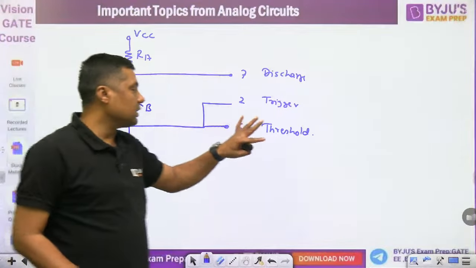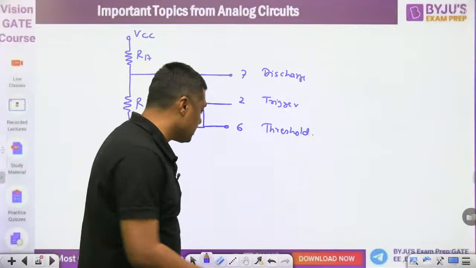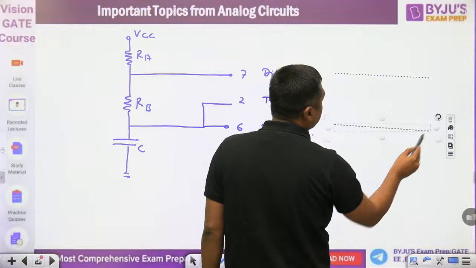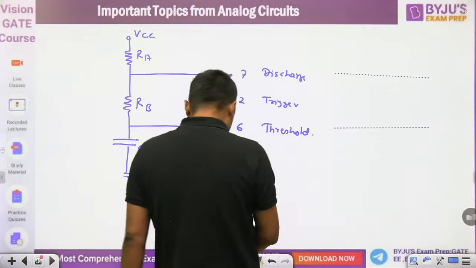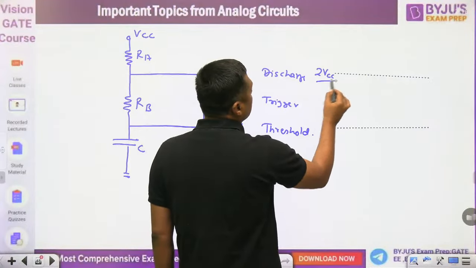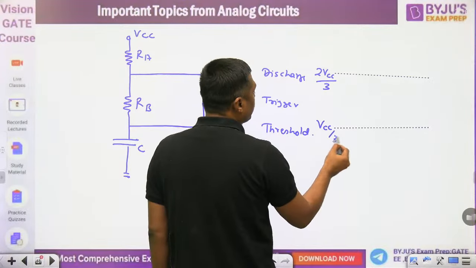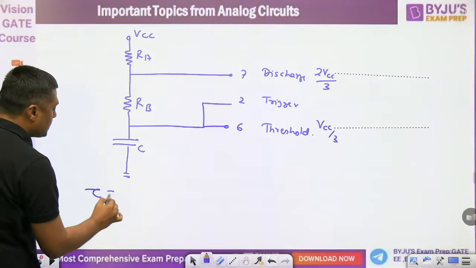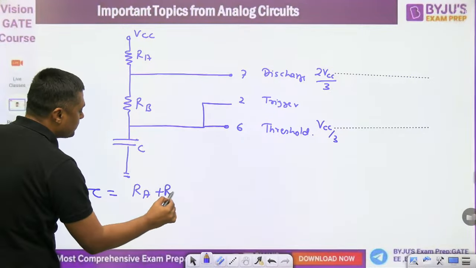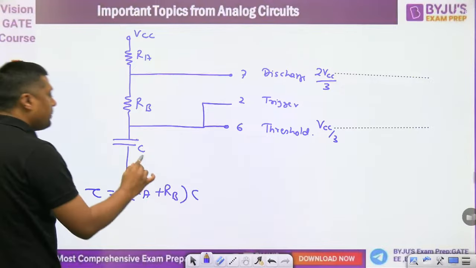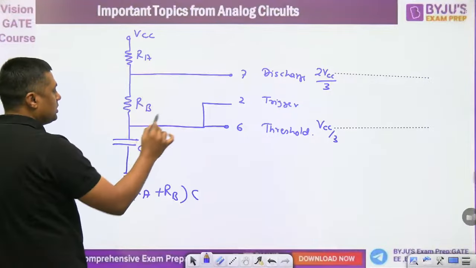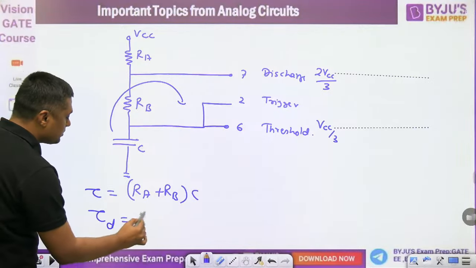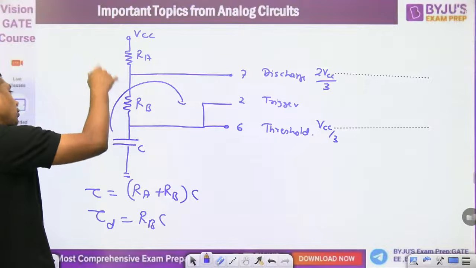Because of that, the voltage across the capacitor is limited, meaning the highest value and lowest value are limited. The highest value is 2 VCC by 3 and the lowest value is VCC by 3. The capacitor will charge through this, so the charging time constant is Ra plus Rb into C. The capacitor will discharge through the discharge pin, so the discharging time constant is Rb C, when no diode is present.